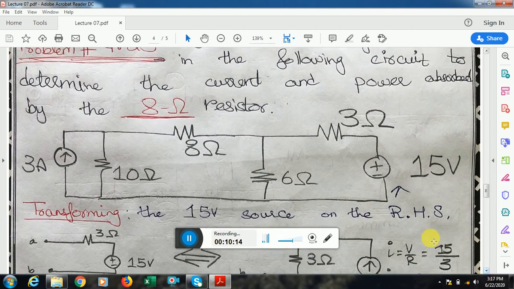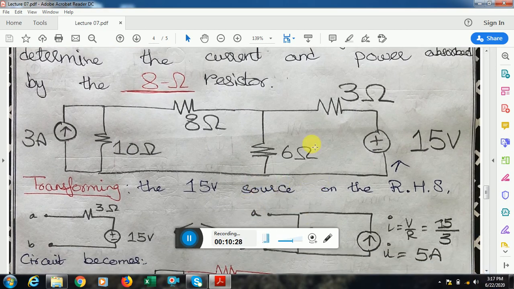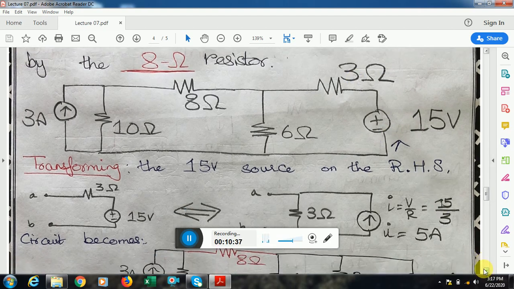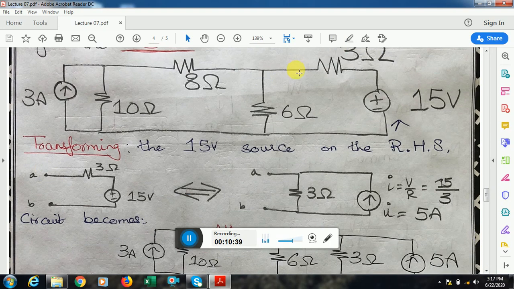Now you can see I have a network over here. The 3 ampere current is in parallel to this 10 ohm. I also have this circuit which can be transformed. So I first transform this 15 volt source, this combination of voltage source and resistance, and when I transform it between the same terminals A and B, it changes into a 3 ohm resistor in parallel with a current source. The new current source value is found by I equals V over R, 15 by 3 is 5 ampere, and the same 3 ohm resistance goes in parallel with the transformed source.